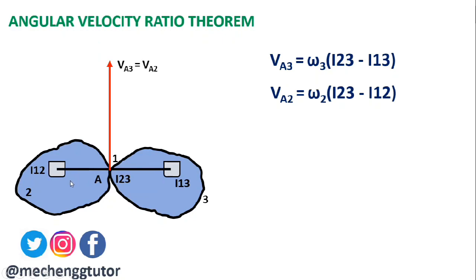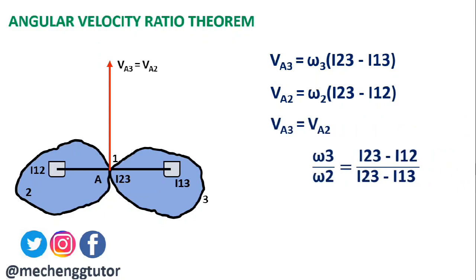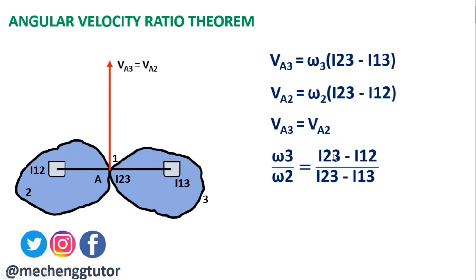Now suppose we want to determine any of the angular velocities. Suppose in this case we know the angular velocity of link 3 and we need to determine the angular velocity of link 2. We know that VA3 will be equal to VA2. Thus we can say this equation, that is omega 3 by omega 2 will be equal to I23 I12 upon I23 I13. Thus, seeing this equation, we can say that the angular velocity ratio theorem is achieved. That is, the angular velocity ratio of the two links relative to the third link is inversely proportional to the distances of their common instantaneous centers from their respective centers of rotation. So here this will be inversely proportional to the distances of the instantaneous centers. That is all about the angular velocity ratio theorem.